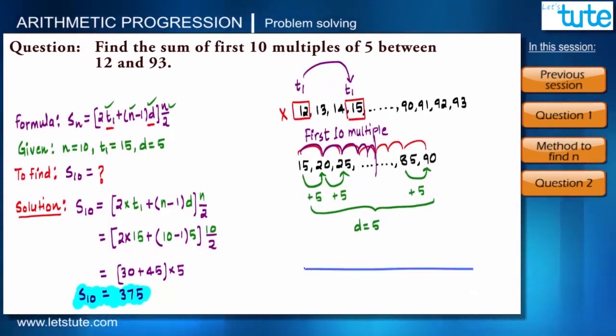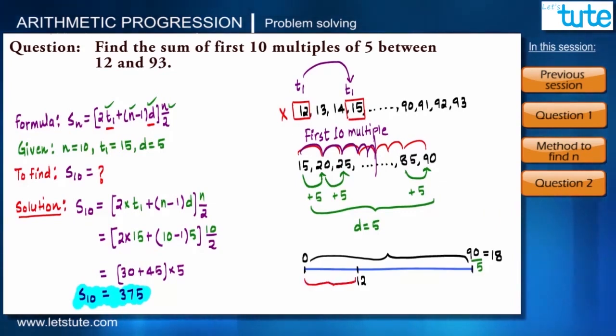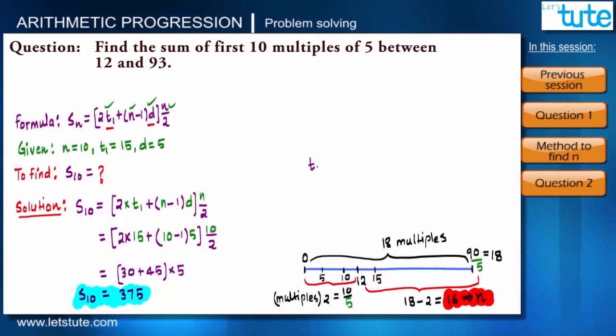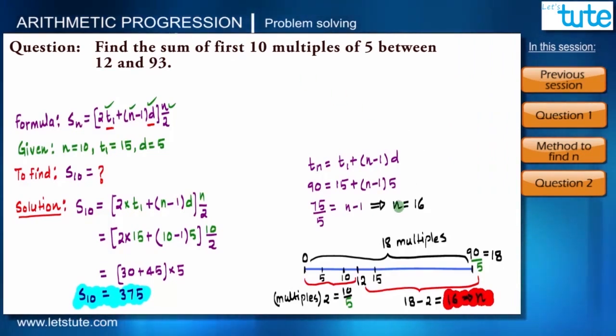If you go manually, then from 0 to 90, there will be 18 multiples of 5. And from 0 to 12, there will be two multiples, 5 and 10, right? So from 12 to 93, that is from 15 to 90, how many multiples will be there? 18 minus 2, that is 16 multiples. You can also use the formula. Instead of Tn, you will put 90, T1 will be 15, the difference will be 5. You will get n equals 16 only. So friends, from 12 to 93, there are a total of 16 multiples.